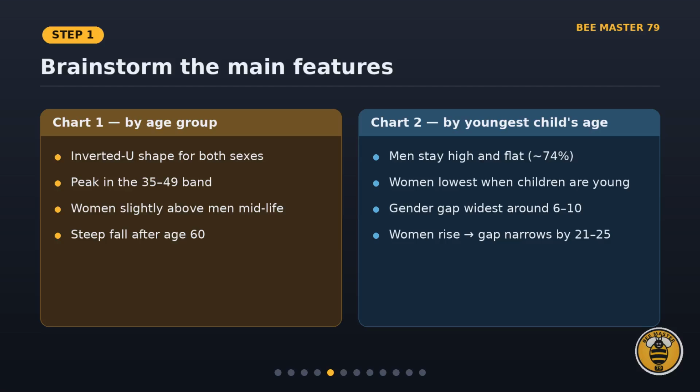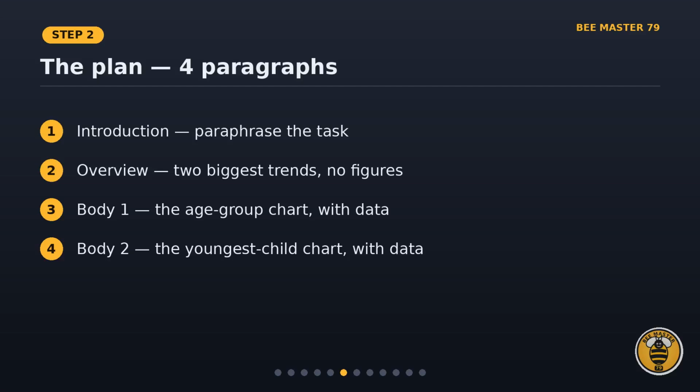Before writing, let's brainstorm. For the age chart, the key ideas are an inverted U shape, a peak between 35 and 49, and a steep decline after 60. For the child chart, men stay high and flat, women start lowest when children are young, and the gap between them narrows over time. Our answer follows a clean 4-paragraph plan. An introduction that paraphrases the task, an overview with the 2 biggest trends and no figures, and then 2 body paragraphs, 1 for each chart carrying the supporting data.